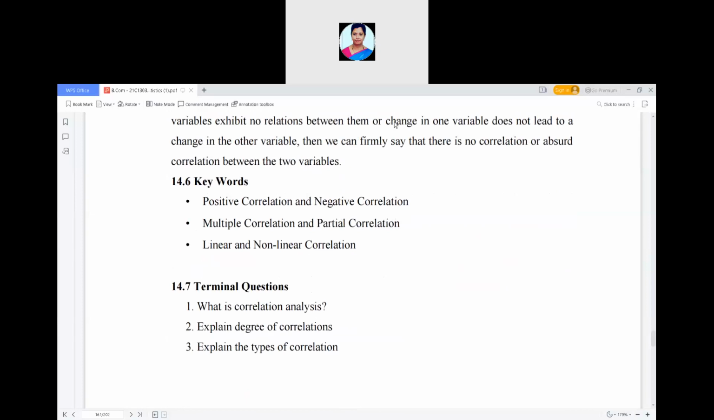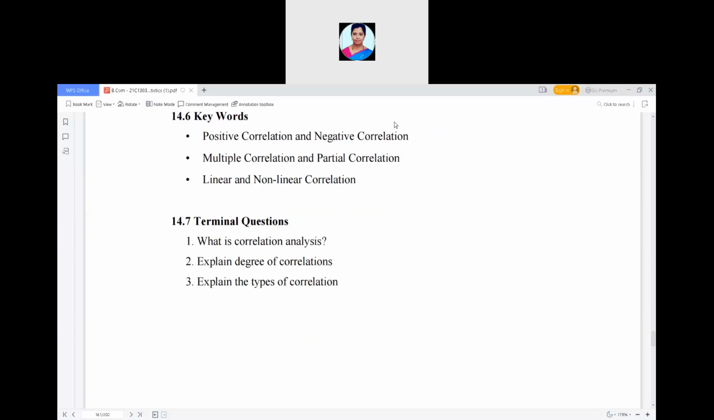The keywords we have are positive correlation, negative correlation, multiple correlation, partial correlation, linear and non-linear correlation. Now we can have the terminal questions of this unit. What is correlation analysis? Explain the degrees of correlation, explain the types of correlation, etc.